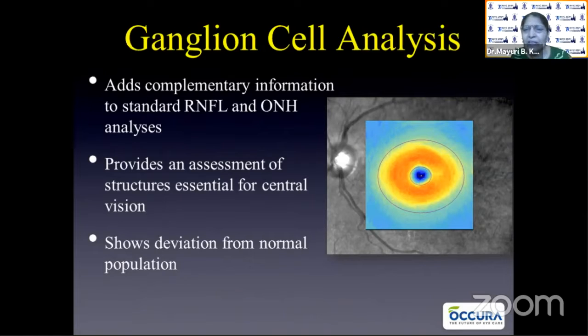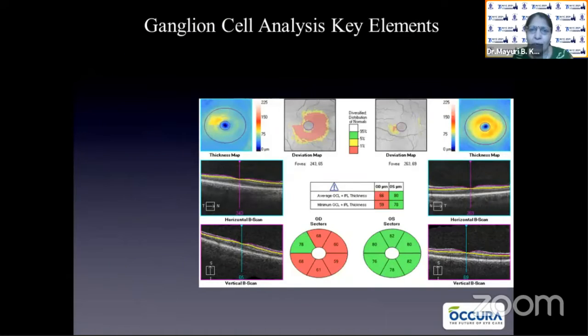And that's why nowadays we are using this a lot for the ocular hypertensive patients or very early cases of glaucoma. It helps us in detecting the early defect and shows the deviation from the normal perfusion. This is how the printout comes.